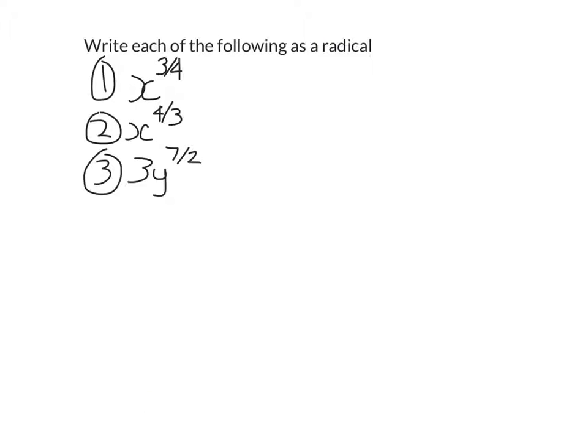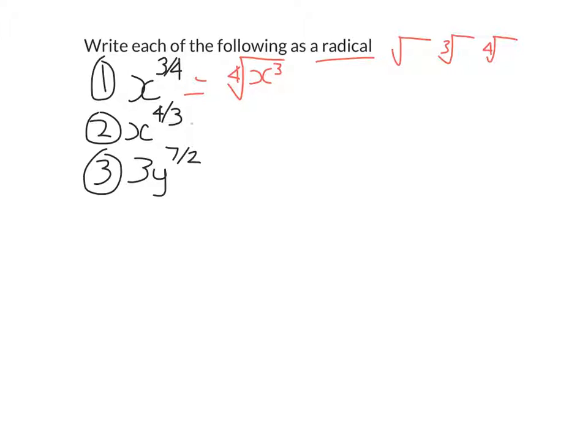So we're going to write each of the following as a radical. So a radical means it has a square root or a cube root or a fourth root or something like that, some sort of root. So remember, the thing on the bottom of the fraction tells you which root to take. So this will be the fourth root, and then the thing on the top tells you the power. So this will be the fourth root of x to the power of 3.